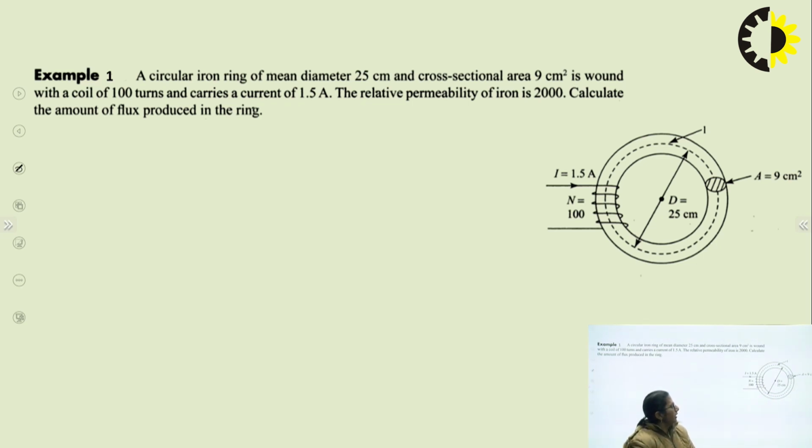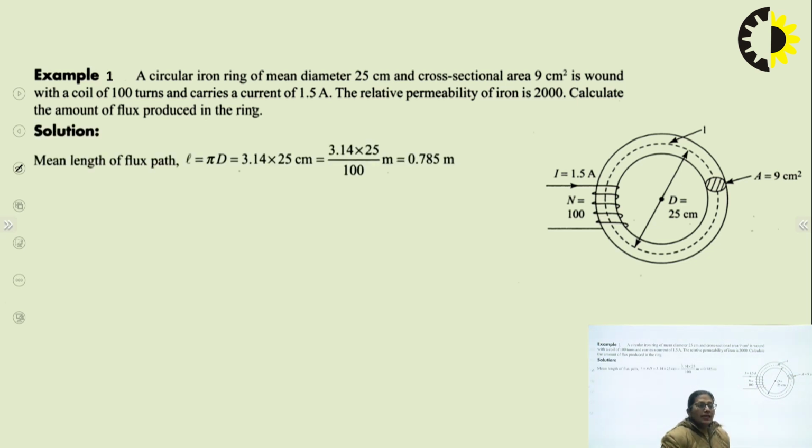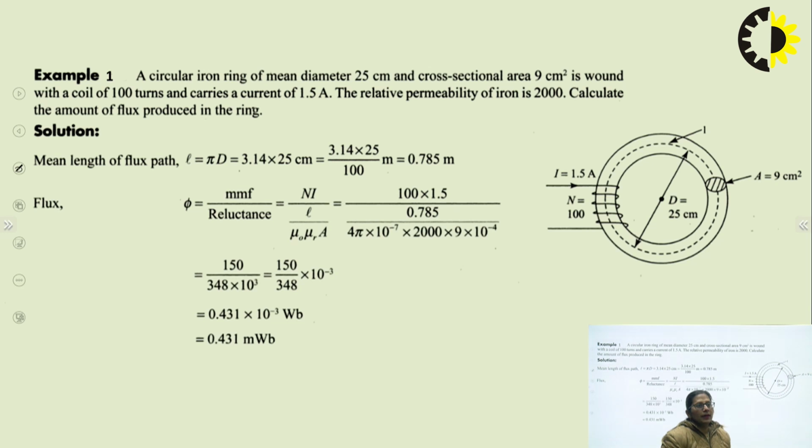It is a circular ring having a current of 1.5 in this exciting coil. It is having the number of turns of 100. The mean diameter has been shown as 25. The area is 9 centimeters square. So the mean length of the flux path is given by pi d. So pi d in centimeter, I'll be converting that into meters. So it is 0.785.